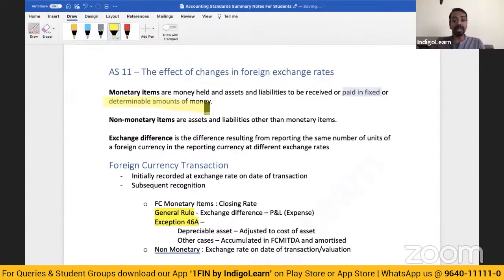Examples, as I told you, are debtors, loans, trade payables, or sundry creditors, whatever you may call them. All of these are known in terms of money. They will not change. There may be a bad debt case, there may be a settlement discount and all of that, but the amount that you will receive is fixed and determined. These are called monetary items.